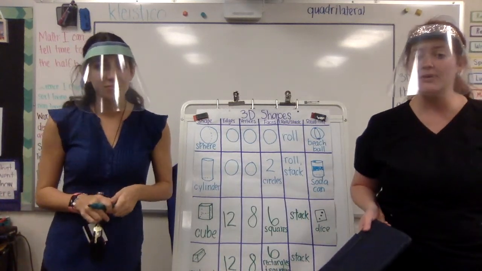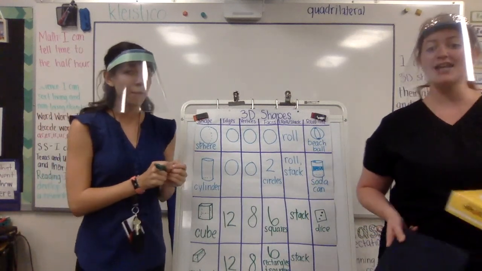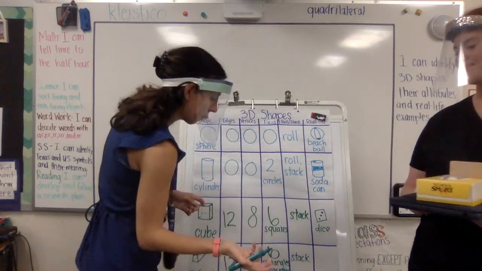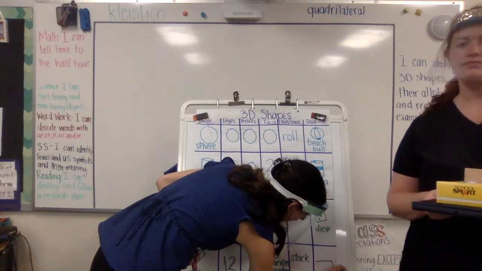A book would be a rectangular prism. Ooh, a box might be a rectangular prism. A box, maybe a present. Oh, that's true. So I'm going to pick our tissue box as our real-life example for a rectangular prism.